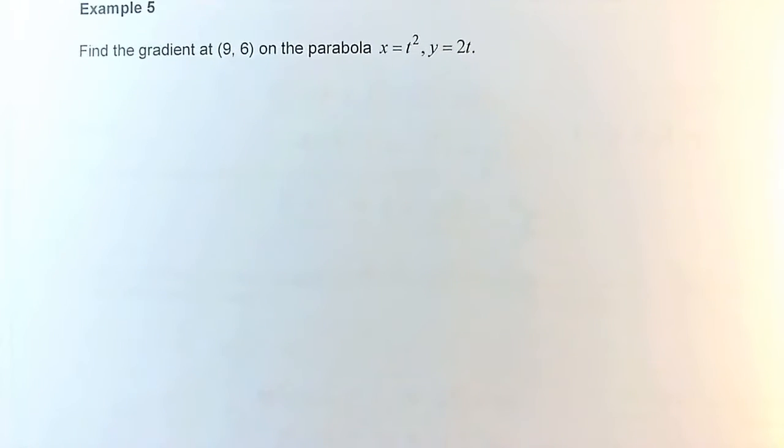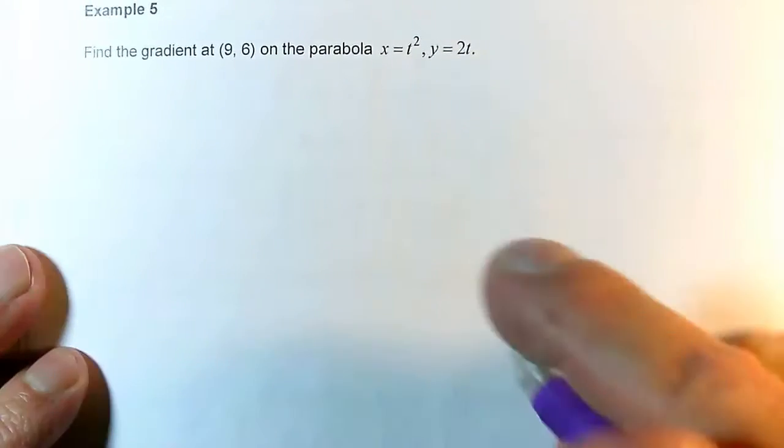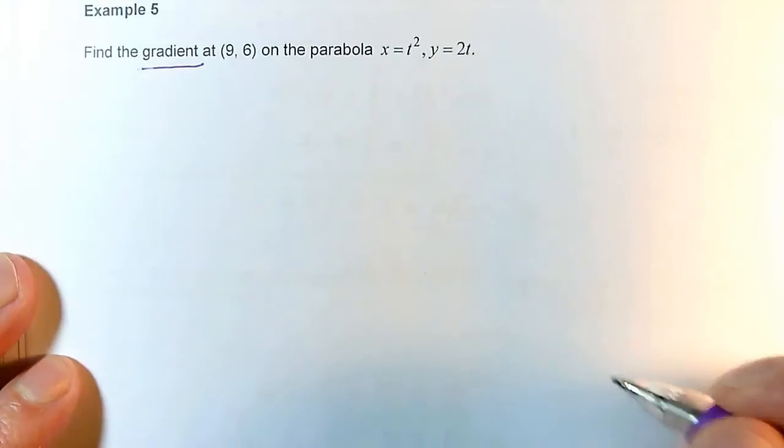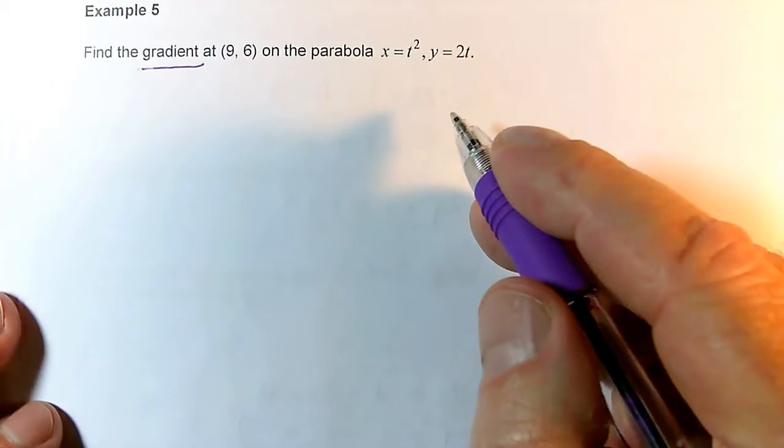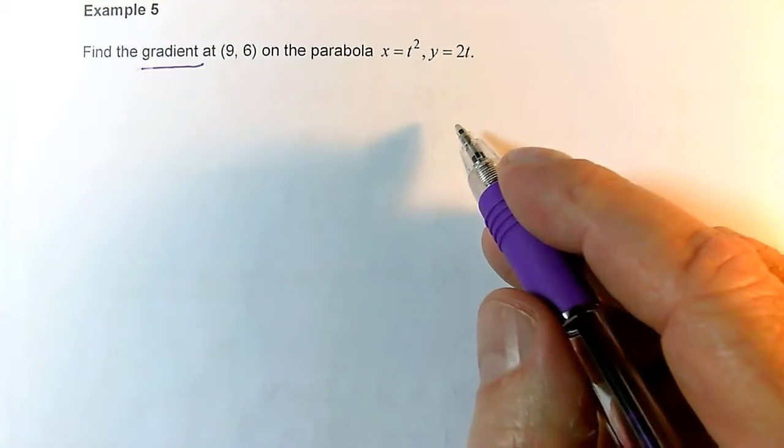Okay, we're going on to differentiation using parametrics. We can tell this is differentiation. It asks for a gradient, and this is a parabola. It's a curve. So we need dy by dx. Okay, so we're going to differentiate.